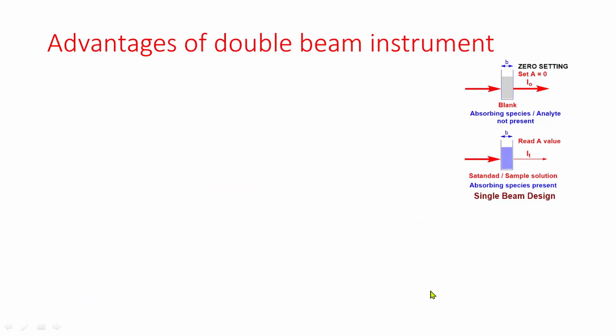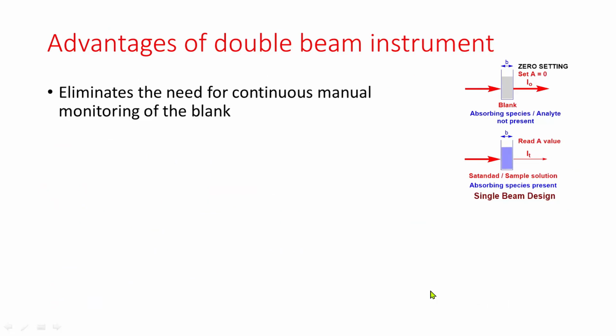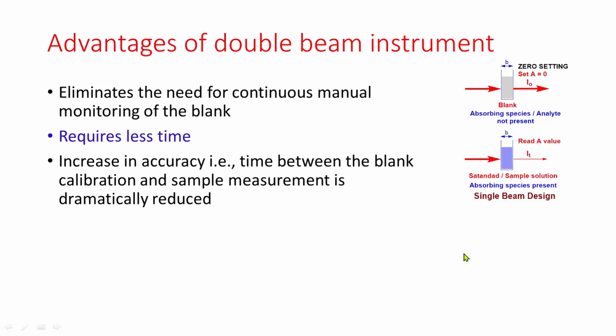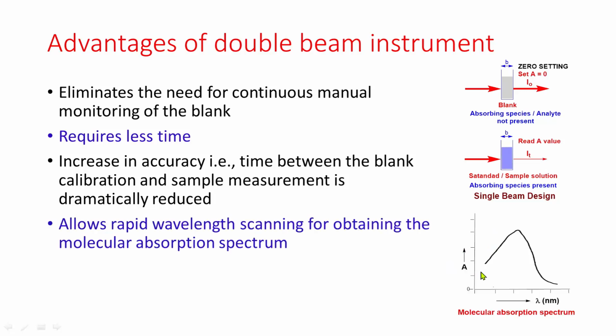Advantages of the double beam instrument: it eliminates the need for continuous monitoring of the blank. It requires less time and gives an increase in accuracy, as the time between the blank calibration and the sample measurement is drastically reduced. It also allows rapid wavelength scanning for obtaining the molecular absorption spectrum.